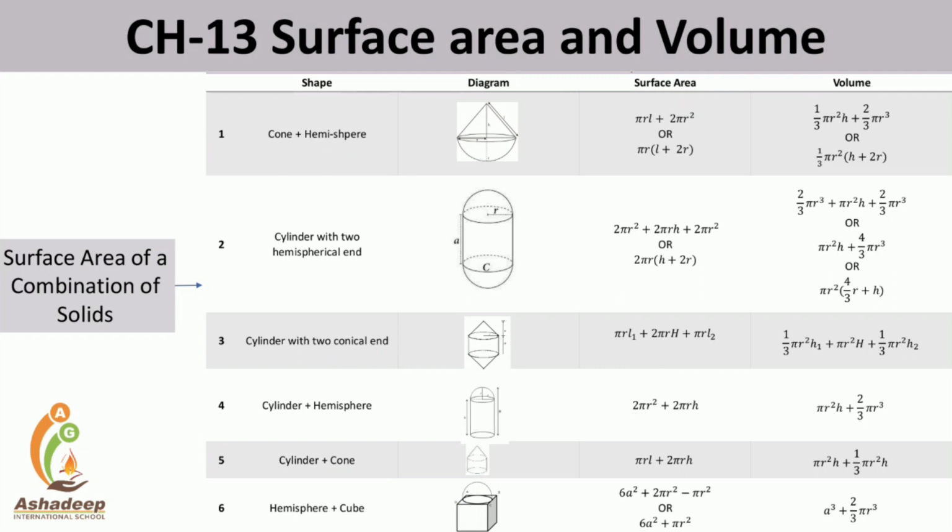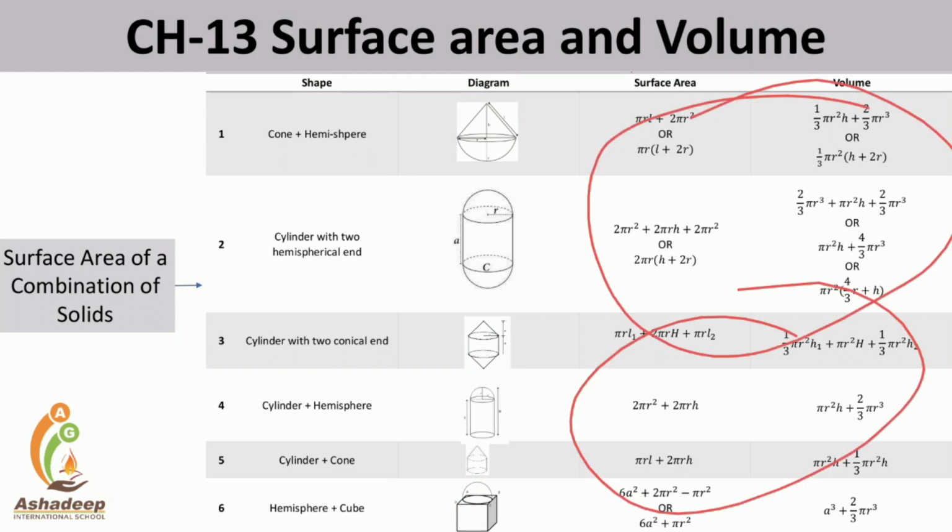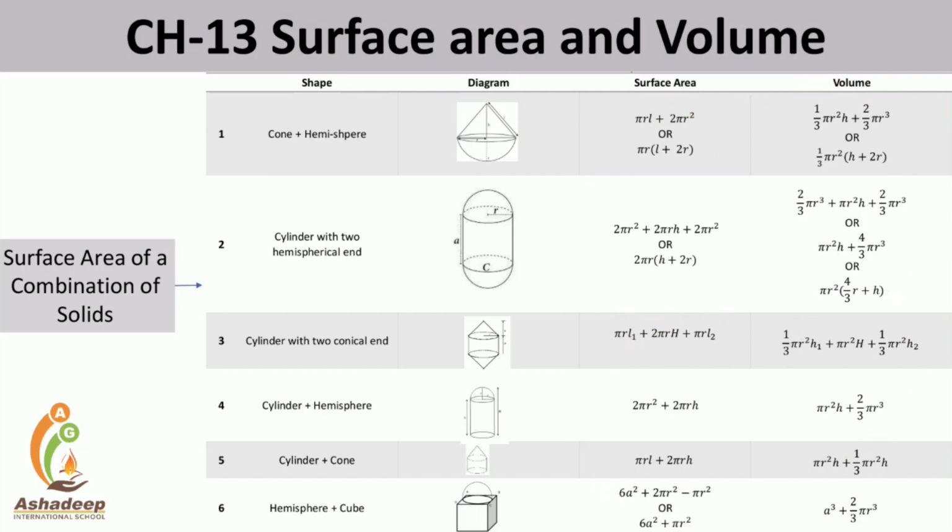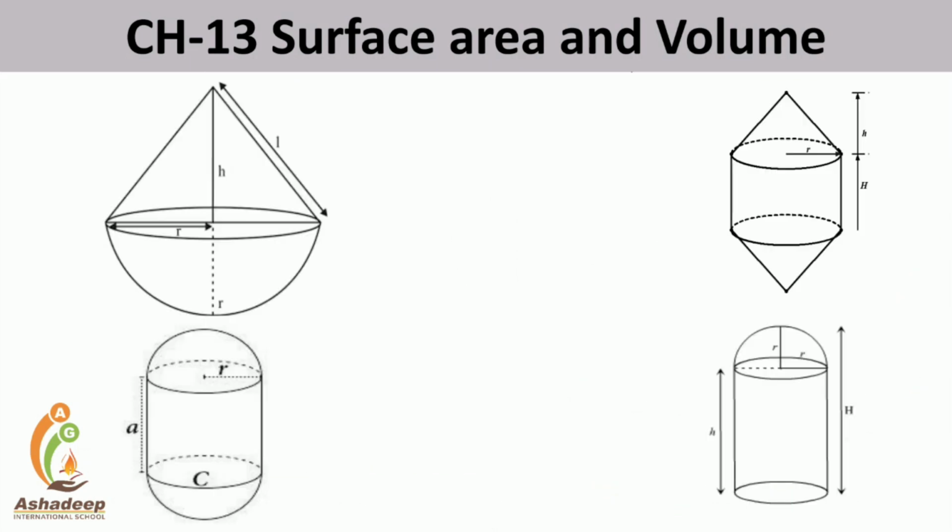Let's derive these formulas step by step. Some I will do, some you have to do, right? Okay, so now consider the cone plus hemisphere. This is the cone and this is the hemisphere. In this, while finding the surface area, we need to take one thing in mind, and that is we need to consider the surfaces which are seen.